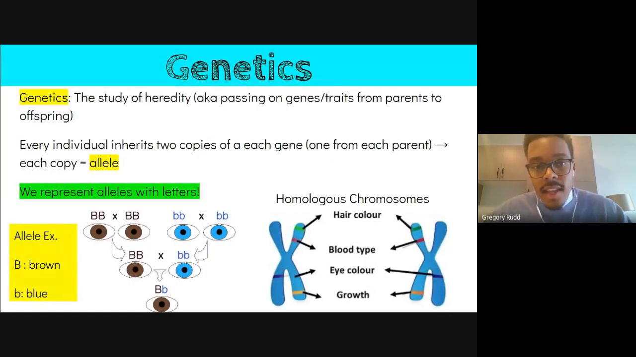So genetics is the study of heredity. You should go ahead and write down that definition. It means passing on genes and traits from parents to offspring.